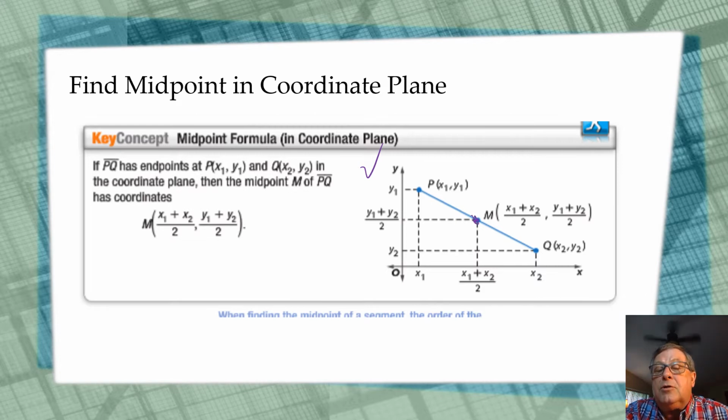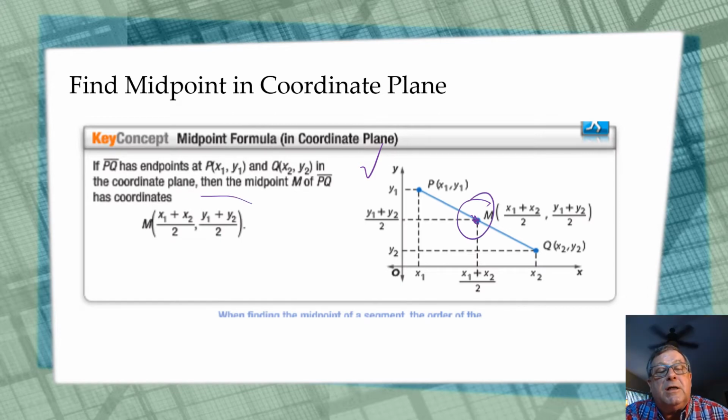To find the coordinates for M, we can take the x1 from the P coordinate and the x2 from the Q coordinate, add them together and divide by 2. That'll give us the x coordinate. And to find the y coordinate, we can do the same thing. We take the y1 coordinate from point P, add it to the y2 coordinate from point Q, and divide those by 2, and we will find the coordinate of this midpoint M.